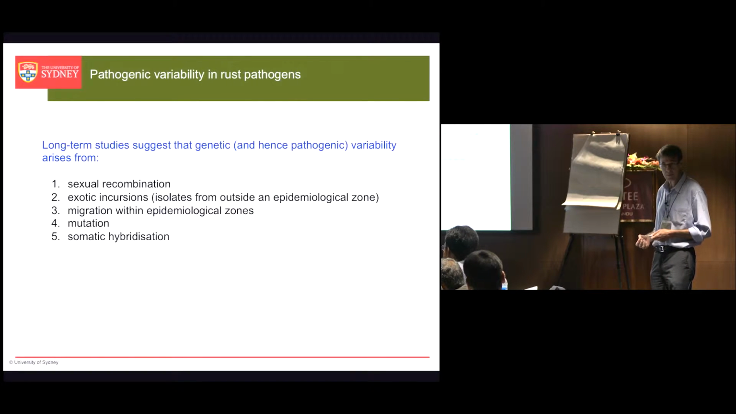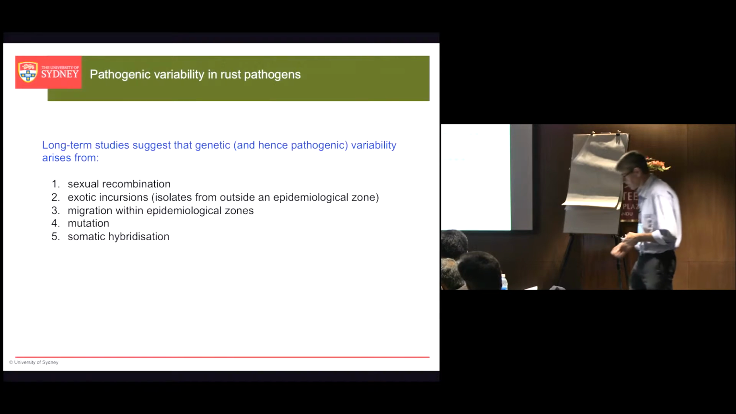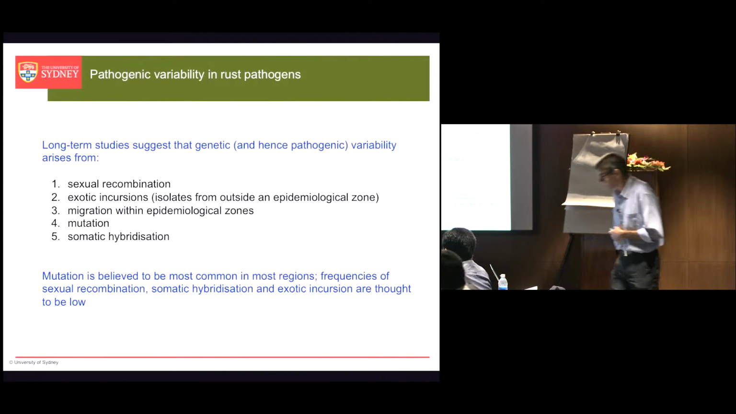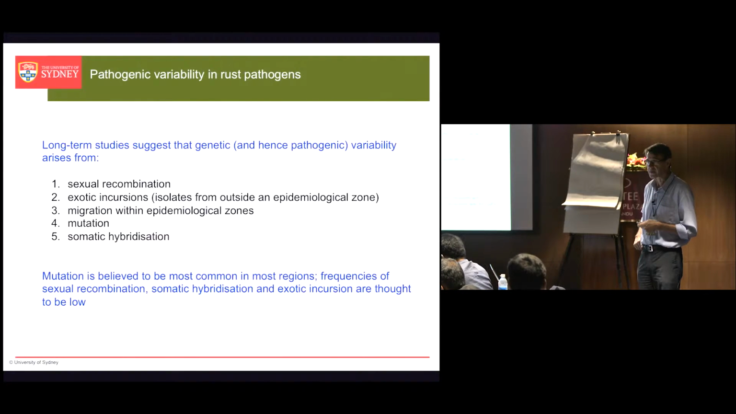Mutation's an important one, and also a process known as somatic hybridisation. In most regions, the work that we've done would suggest that mutation is the number one process generating variation in these rust pathogens. Frequencies of sexual recombination, somatic hybridisation and exotic incursion are thought to be low. Now, I could be wrong on that, but this is what our studies to date have indicated, that mutation is probably the number one driver of genetic variation in rust pathogens.